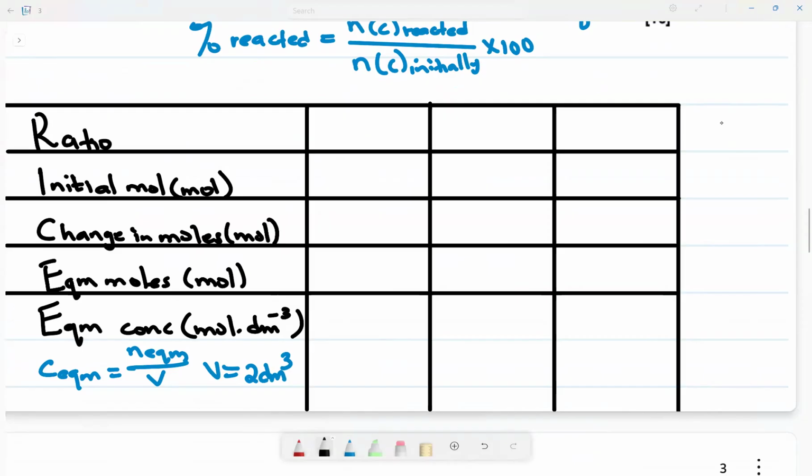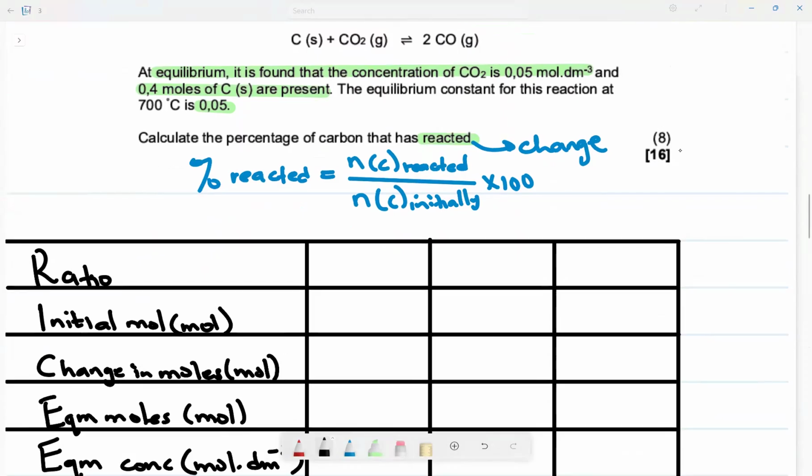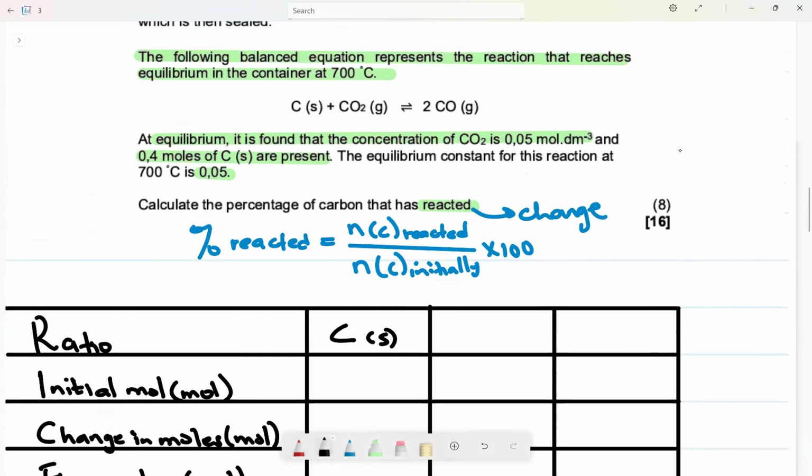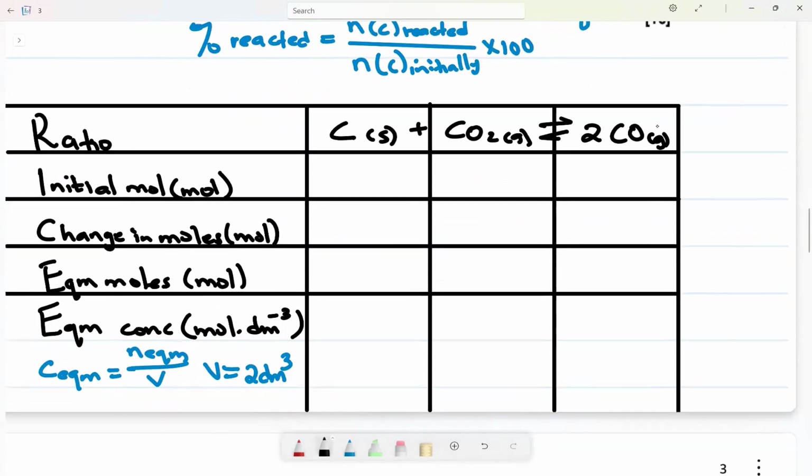Now that I've completed our table, let me add what we have. The reason I'll add carbon now on this table is because I have some information about carbon that might be important. So I'll say carbon, which is a solid, then it's going to react with carbon dioxide, which is a gas, forming for us two moles of carbon monoxide.